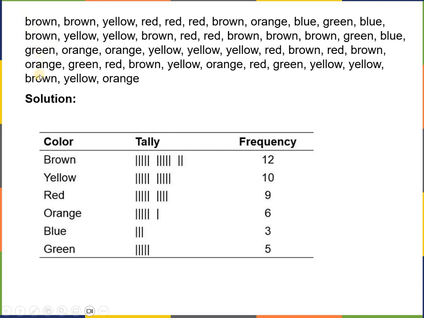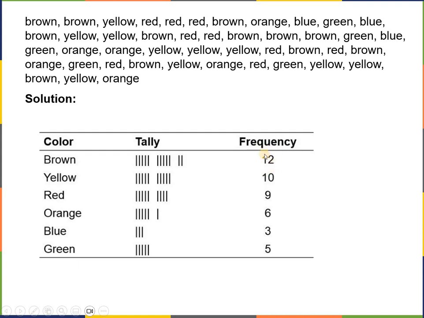In order to organize this into a frequency table, we have two main columns. The first column is the color column, or you could say the category column. You record each color you observe once. You observe the brown ones, you record it. The yellow ones, you record it. The red ones, the orange ones, the blue ones, the green ones, you record them. If the color is not there, there's no need to record it. For example, if you don't see purple, don't put purple here.